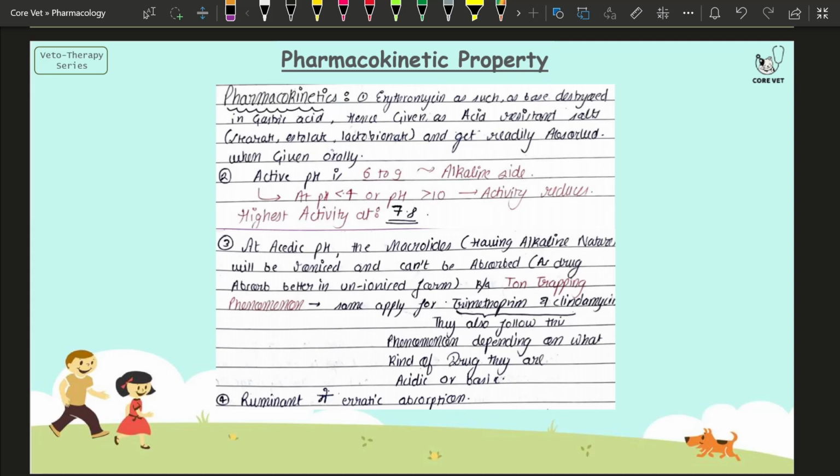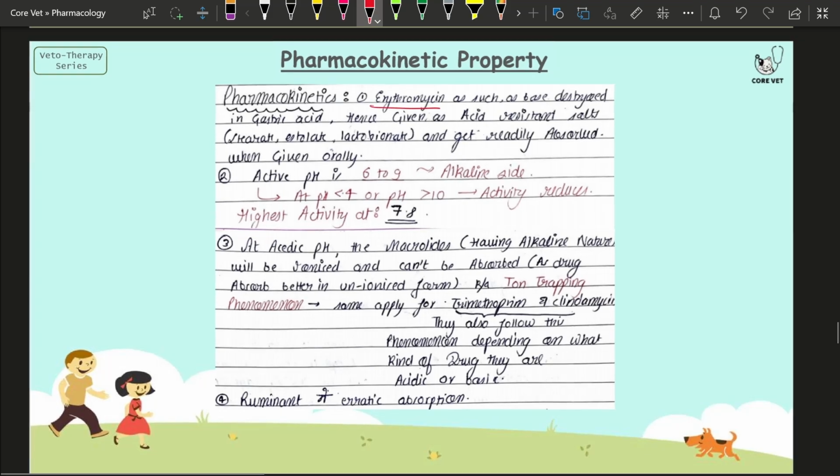So that's why we prepare certain formulations or certain salts of the drugs such that they become acid resistant, so they do not get destroyed by the acidic pH of the GI tract, right? That's why erythromycin is formulated as salts which are acid resistant. Likewise, erythromycin stearate is there, erythromycin acetate is there, erythromycin lactobionate is there. These salts are acid resistant, and they get readily absorbed whenever they are given orally.